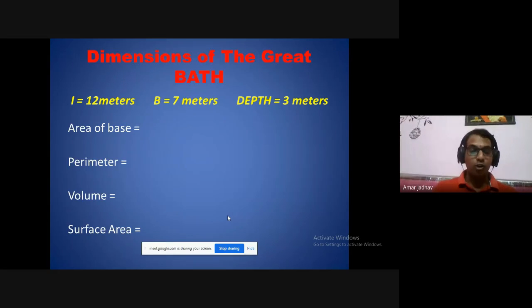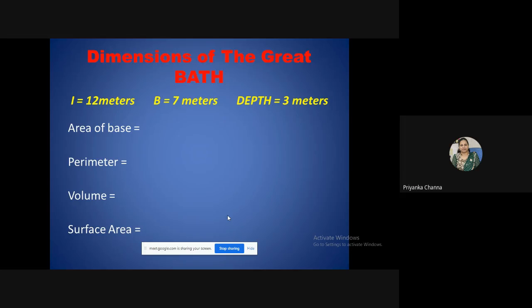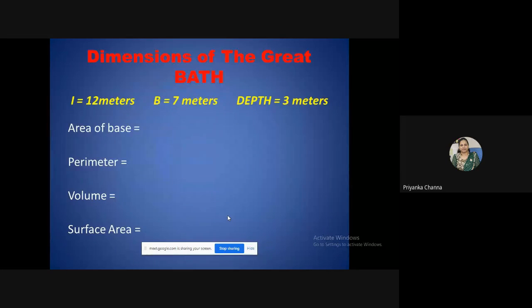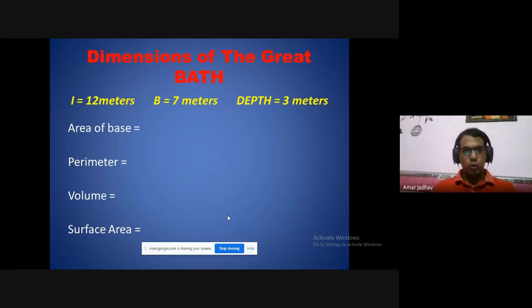Great, we have reached volume. Surface area is remaining now. So perimeter is also remaining. Perimeter, volume, surface area. So area, we got volume, we got the answer. Perimeter is 38. Let's go quickly.